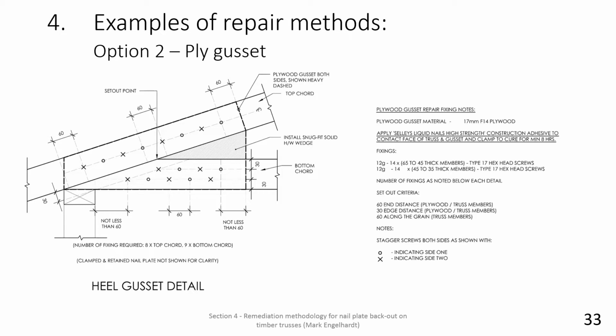Option 2 example. Heel ply gusset detail designed by an engineer and installed by a carpenter. Typical materials include Tek screws, F17 plywood of subject depth and thickness, hardwood edges, high strength construction adhesive. The heel is considered to be one of the two most significant connections, with the apex being the other.